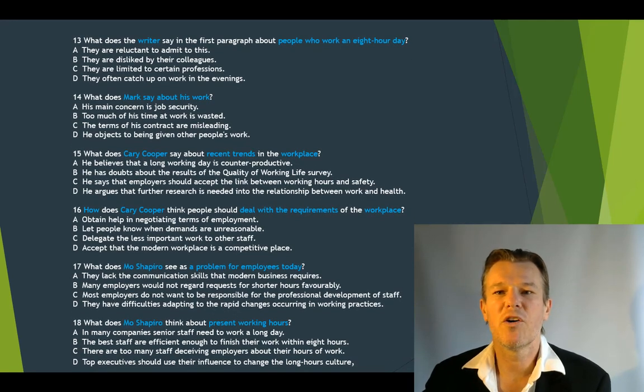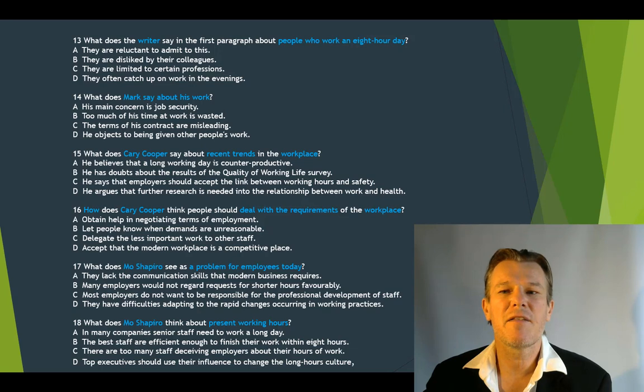So now we're moving on to questions 13 to 18 and following the same method that we've just practiced on the screen before. So 13 we've already done. We had writer and people who work an 8-hour day. Let's identify the key words in 14.